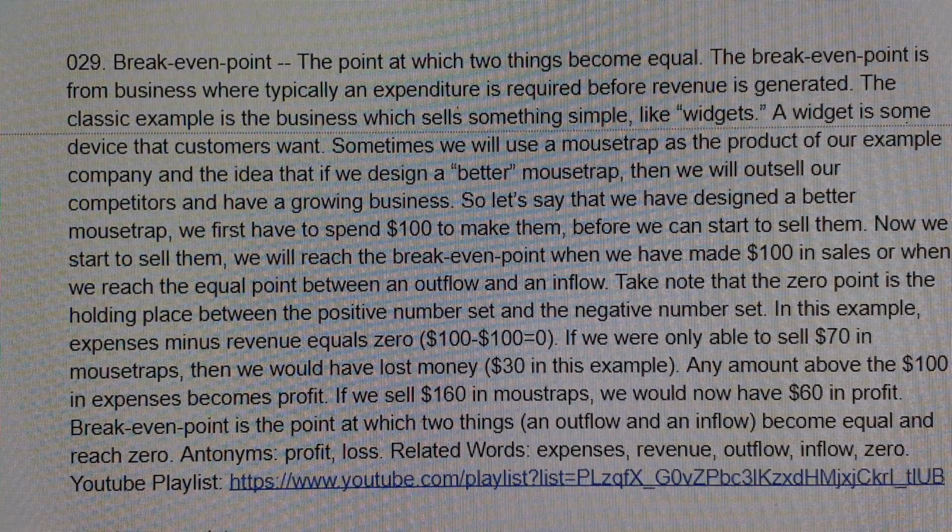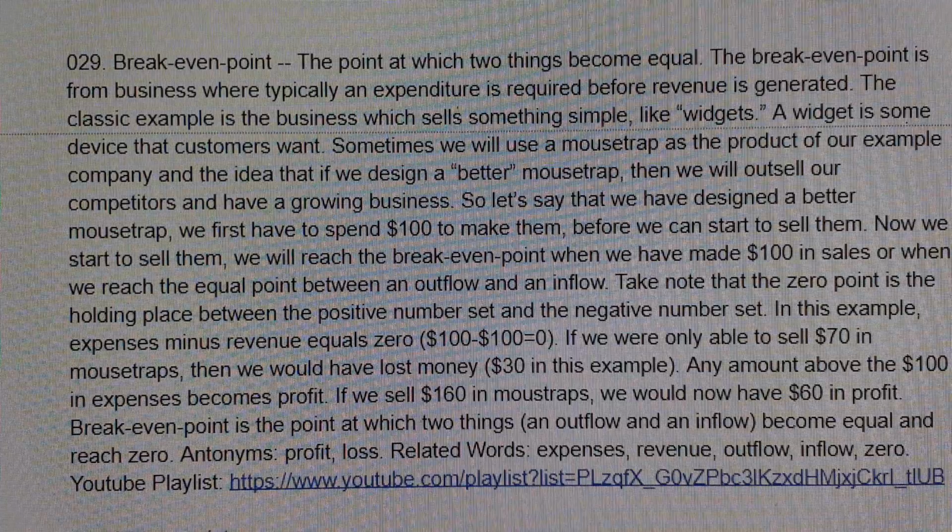Break-even point. The point at which two things become equal. The break-even point is from business, where typically an expenditure is required before revenue is generated. The classic example is a business which sells something simple, like, quote, widgets, end quote.